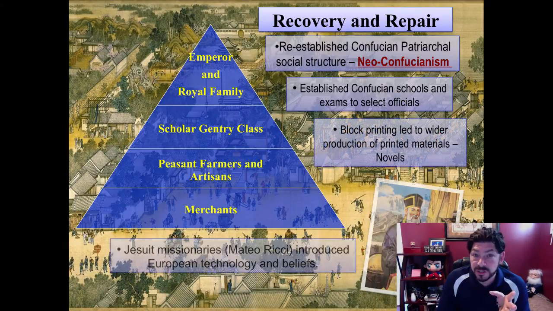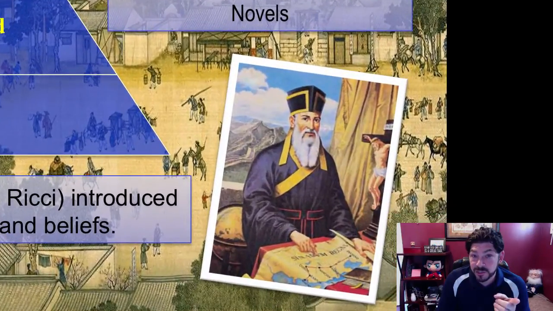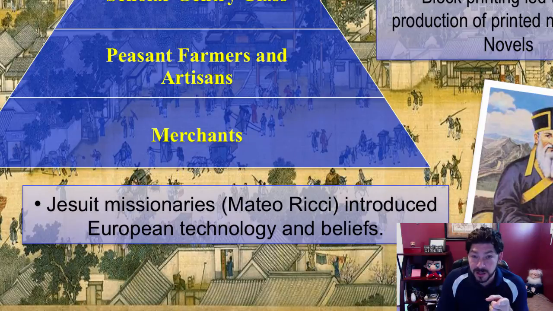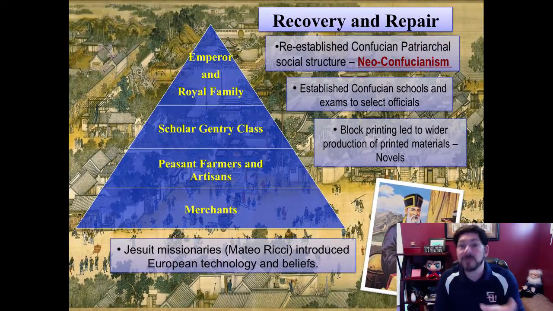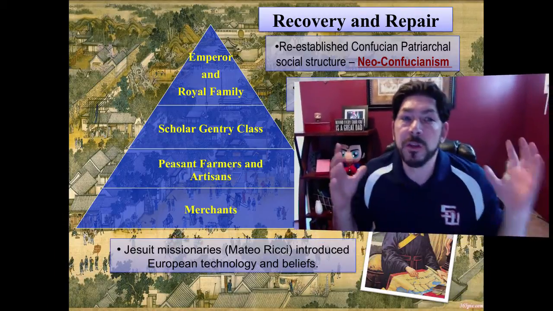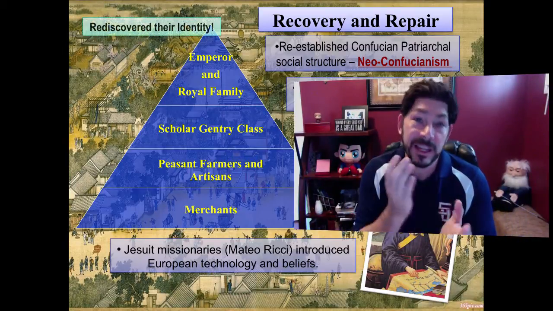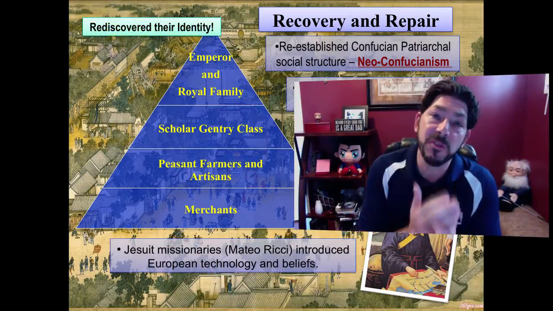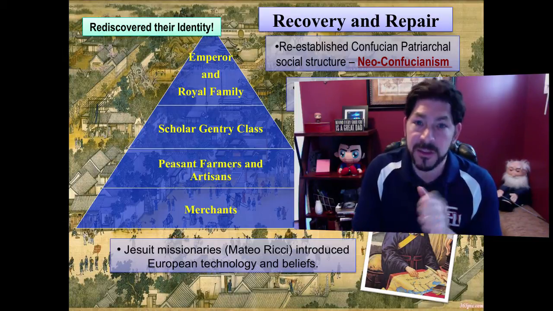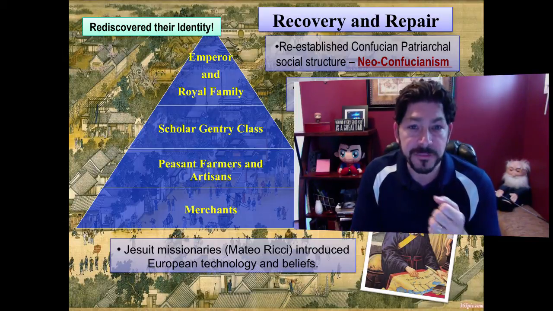The other major influence of Chinese society at the time we need to mention is the arrival of Jesuit missionaries bringing Christianity into China. Their goal was to make the emperor and royal family Christian so that it'll trickle down to the masses, but they had a hard time achieving that. So through all this, what they really were doing were rediscovering their identity, going back to their Confucian heritage, their Confucian traditions. And this is known as Neo-Confucianism.